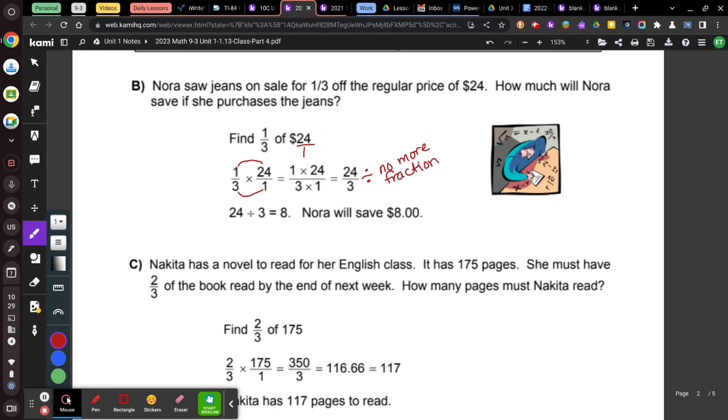Sometimes we get an actual whole number answer. And in this case, we get a whole number answer of 8. And we're talking money, so she will save $8.